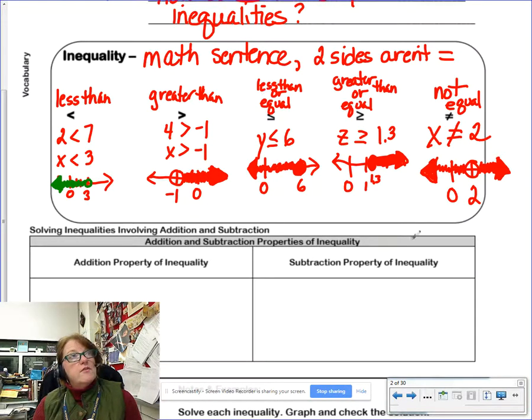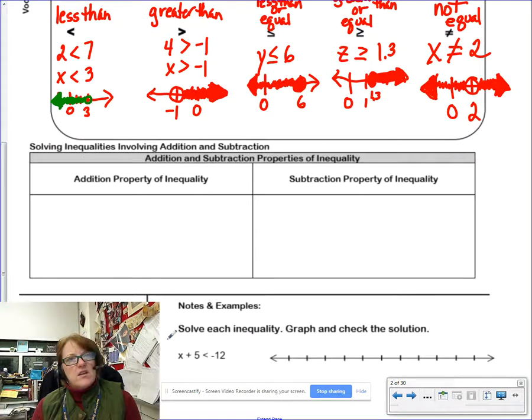Cool. Now you're familiar with how inequalities work, what it looks like when you graph them. Now we got to talk about how do we solve inequalities if we don't have the variable all by itself. So I want you to write this down under this box that says the addition property of inequality. If I said something like 4 is less than 10, okay? Write that down.